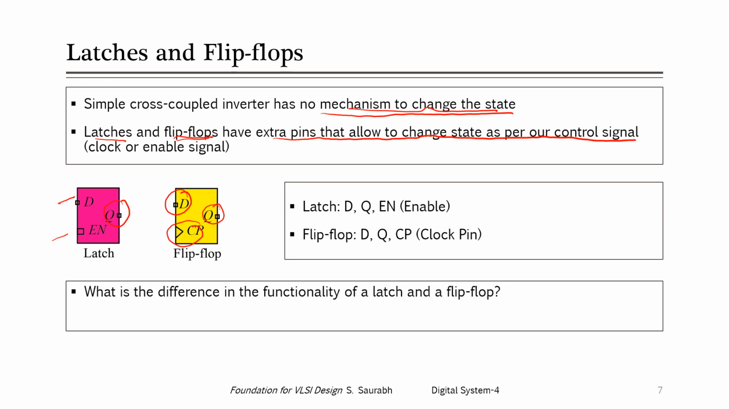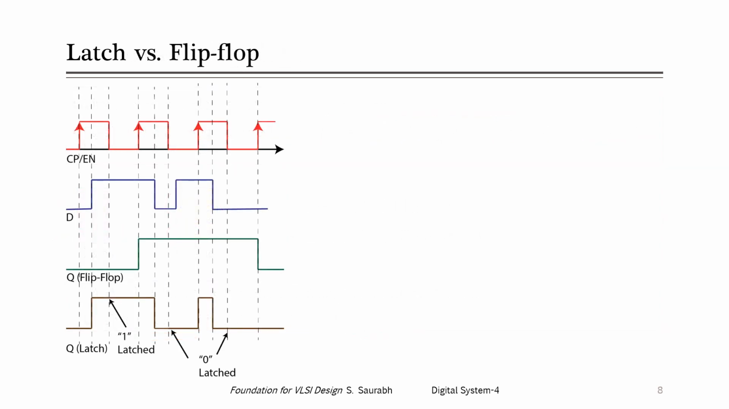Now, what is the difference in the functionality of a latch and a flip-flop? In short, the difference is that the latch is level sensitive and the flip-flop is edge sensitive. Let me explain this difference with the help of an example. Suppose we have a flip-flop and a latch.